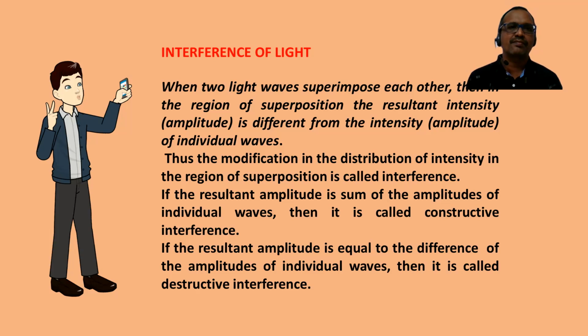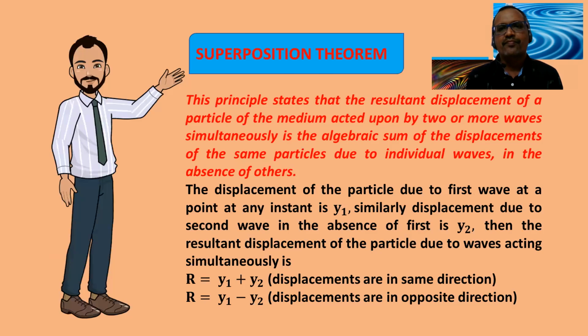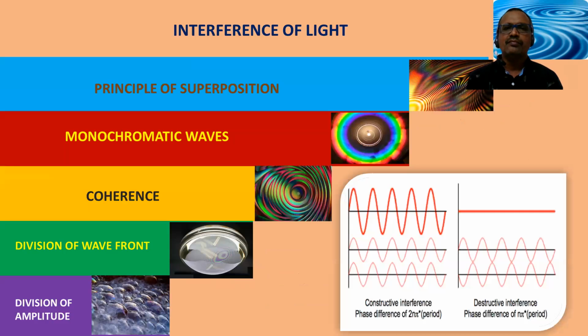This is called interference. If the resultant amplitude is the sum of the amplitudes of the individual waves, then it is called constructive interference. If the resultant amplitude is equal to the difference of the amplitudes of the individual waves, then it is called destructive interference. In order to understand what is constructive interference and what is destructive interference, let us see the picture. Now I have two waves, both having same frequency, traveling in same direction.